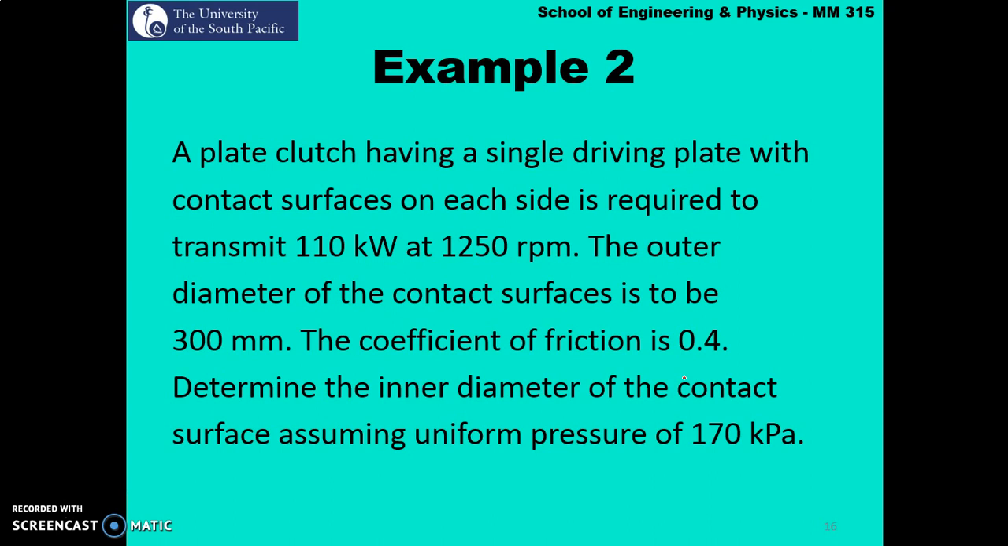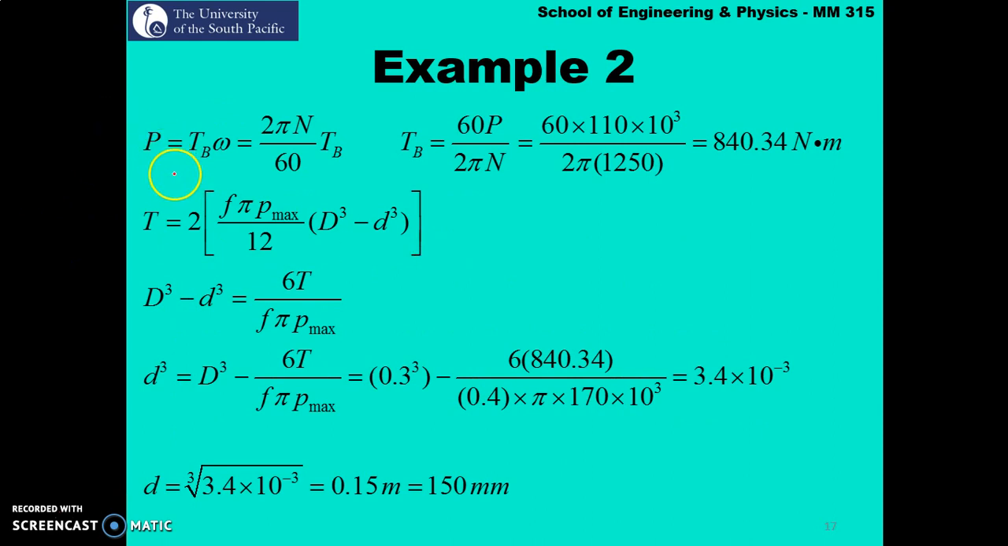So in this case, we have a uniform pressure case. These variables are given. This time around we're looking at a uniform pressure, so the equations that we are going to use are with respect to the uniform pressure cases, equations 4, 5 and 6. We're given power and the rotational speed. Power is nothing but tau omega, your torque times your angular velocity, and angular velocity is given as 2 pi n upon 60. Power is given as 110 kilowatt.